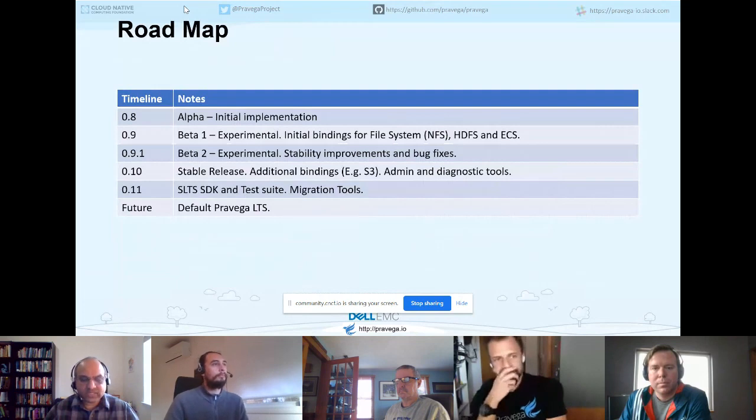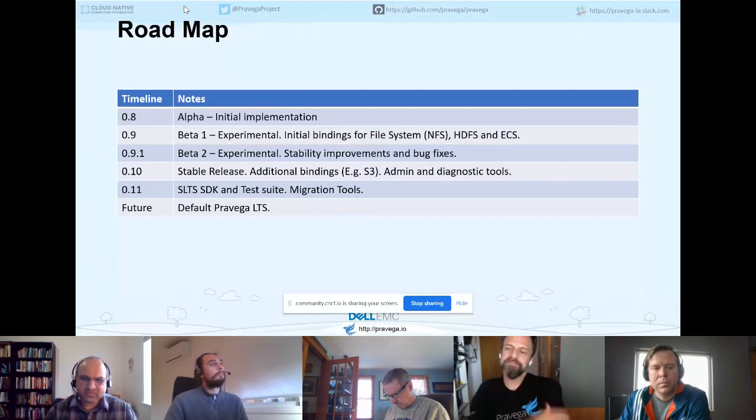0.9.1 is more like a service release where we are fixing stability issues and other bugs. In the next release, we are hoping that it's a stable release. And by stable, I mean the API is no longer experimental. It's going to stay the same. It will be supported long term. The metadata written on the LTS will be supported. It will be backward compatible and forward compatible for the future.